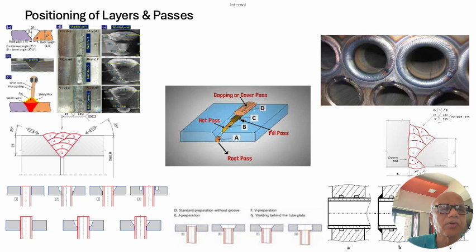But see here the type of joints. For a butt joint we have 1, 2, 3, 4, 5, 6, 7 layers that have been done here. Now if you are depositing 1 and 2, your original edge preparation you started with is almost intact.